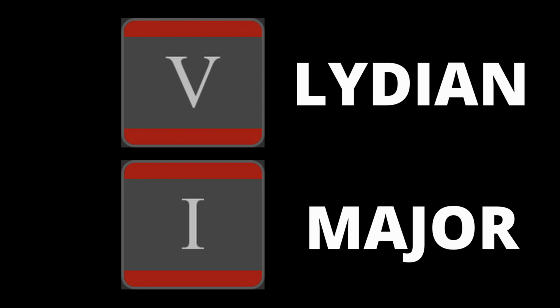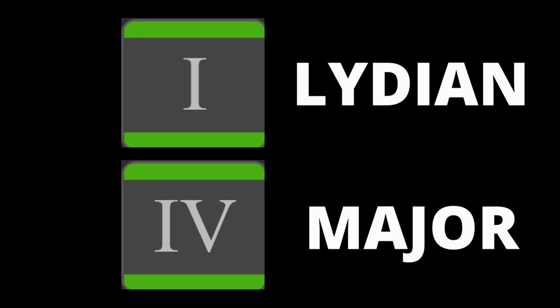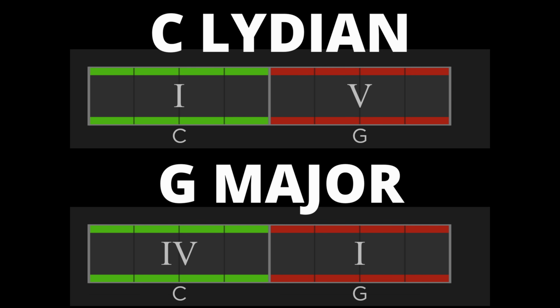This is because the 5 chord in Lydian, which generally has an important role in major sounding chord progressions, is the 1 chord in its relative major scale, and the 1 chord is the same as the 4 chord, another important chord in major progressions. For example, in C Lydian, 1 to 5 uses C major and G major. In G major, this would be 4 to 1.